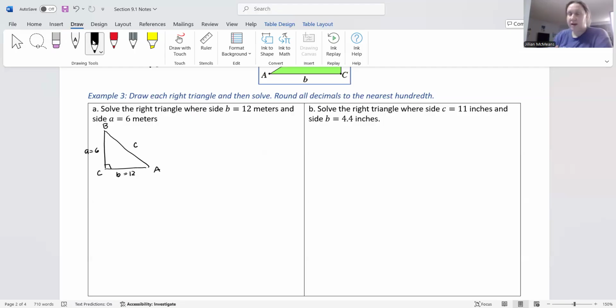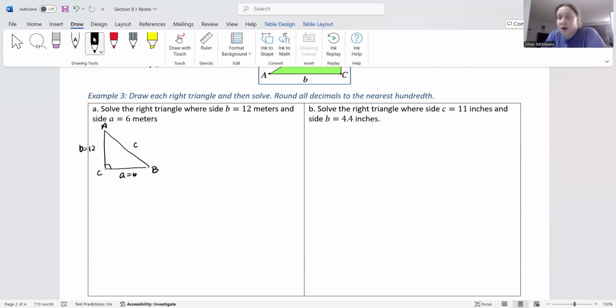Because we want the side opposite the angle to have matching letters, just one capital, one lowercase. And if it makes you happier, you could flip them: this is B, this is A, which would make A equal 6, and then B equals 12. Either way is fine. Just be consistent with your angles and your side lengths. The opposite side has to have a matching letter, just lowercase. So what can we do here?